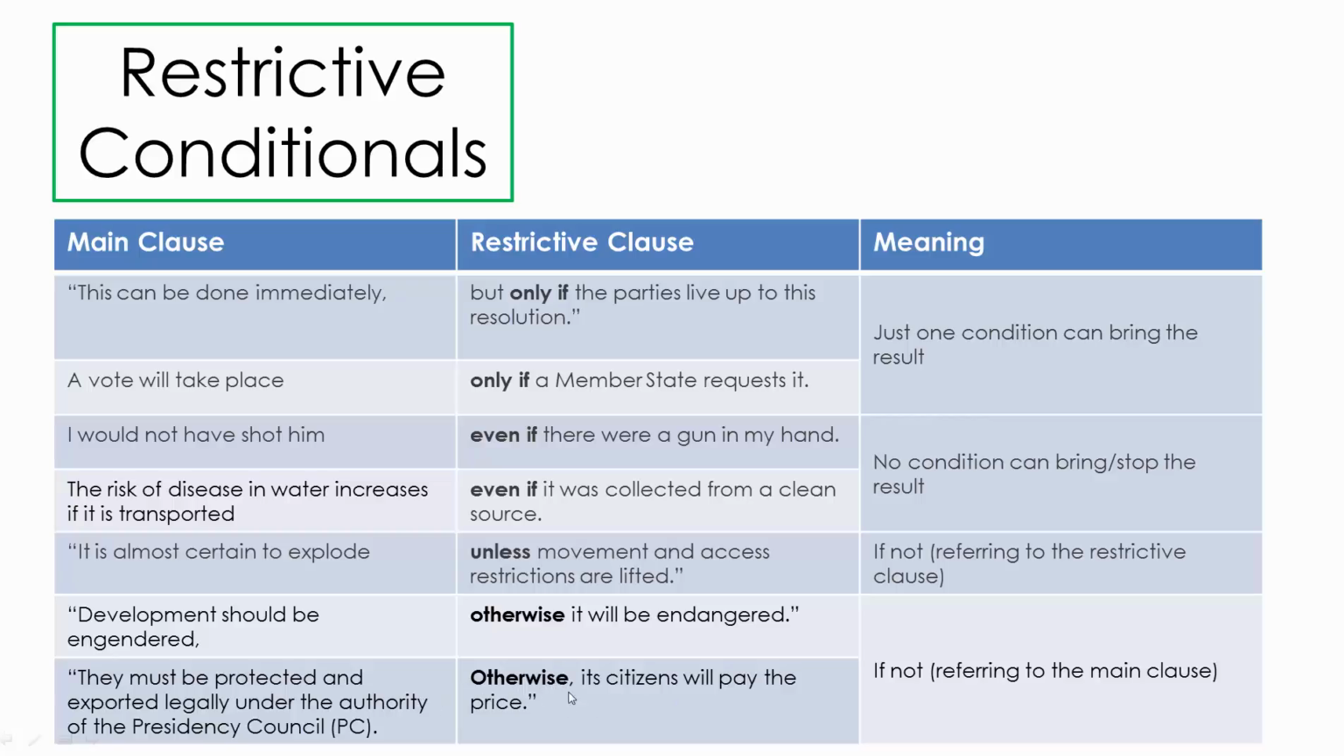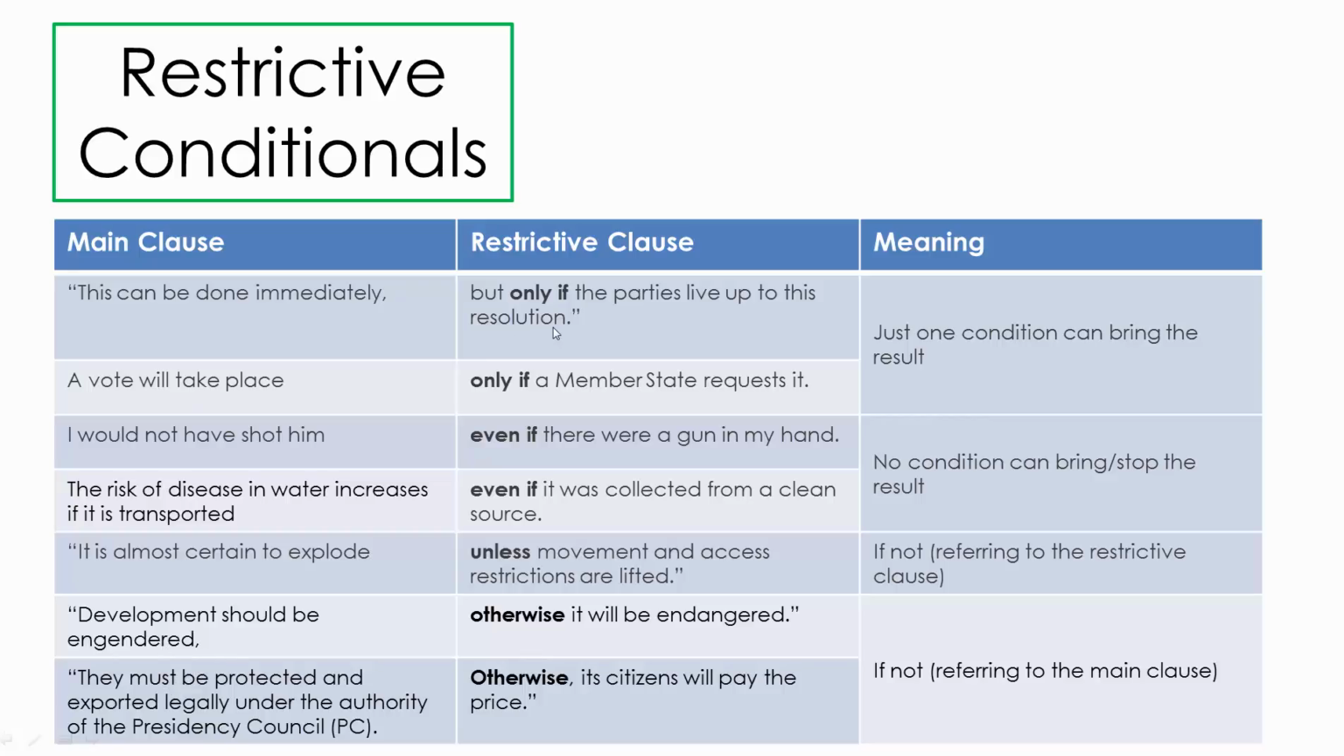So the other difference here is that the negation really refers to the main clause, right? So I'm going to say if they are not protected and exported legally under the authority of the Presidency Council, its citizens will pay the price. So the difference with unless and otherwise, even though they both mean if not: if I try to substitute if not with unless, I substitute the if not in the conditional clause. If I try to substitute if not for otherwise, I don't substitute it in the same clause. I put the if not in the main clause.